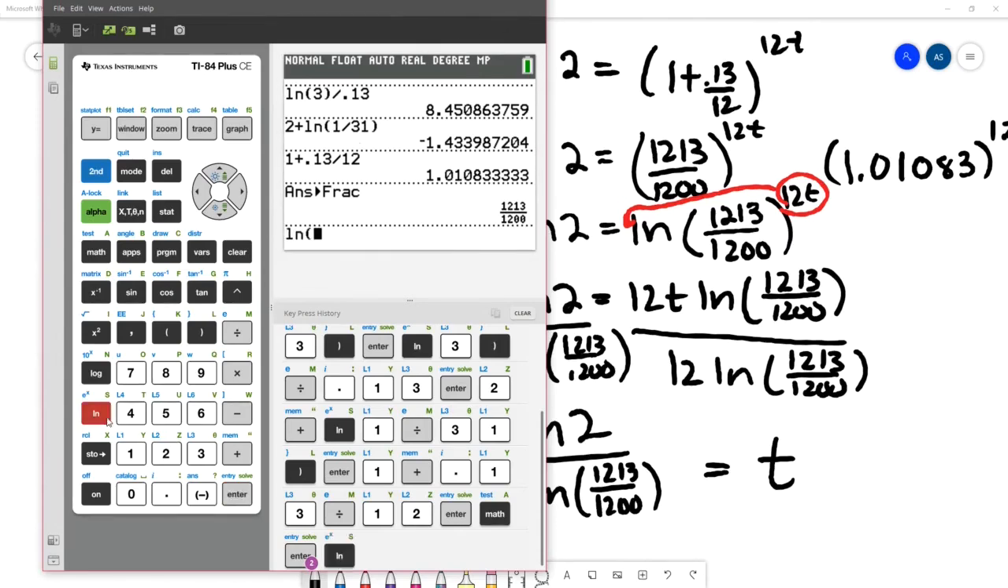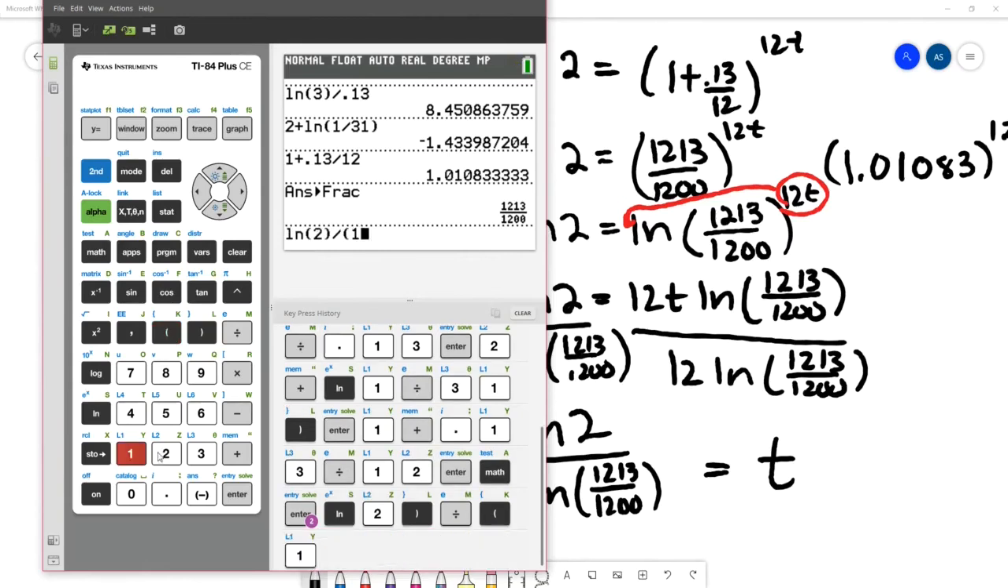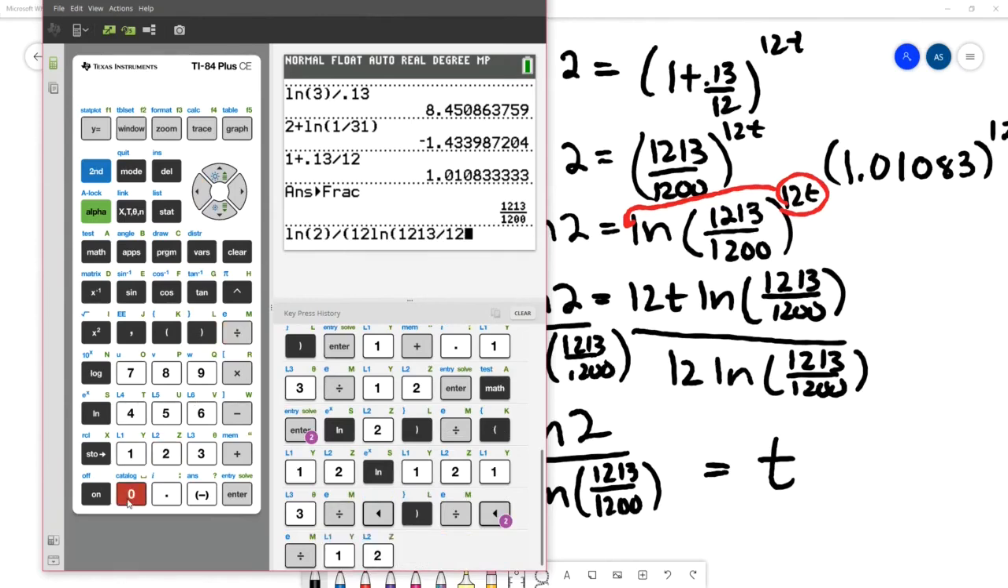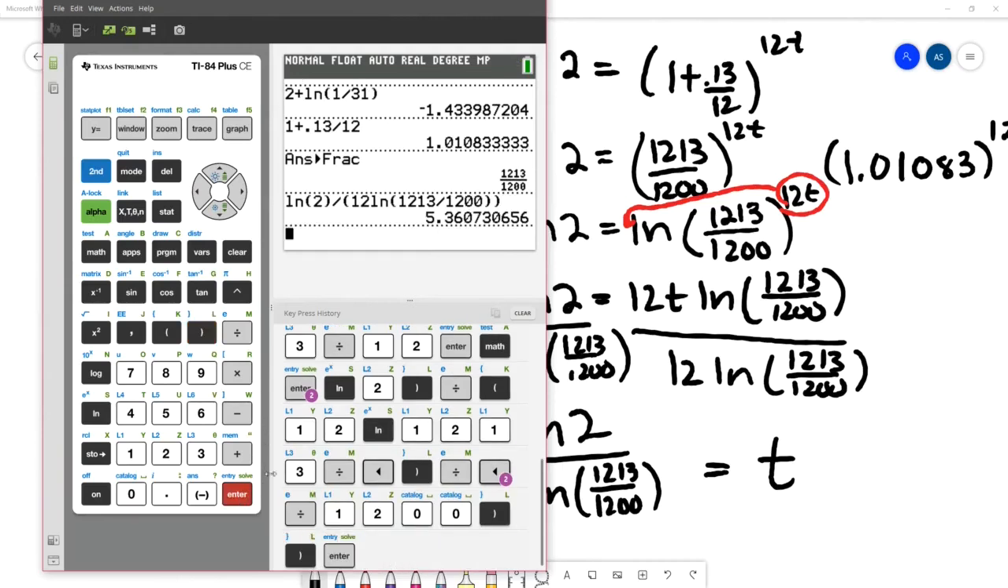We'll go ahead and type natural log of 2 over, I need parentheses around my whole denominator, 12 natural log of 1213 divided by 1200, close parentheses for the log, close parentheses for the denominator. We get 5.36. Now let me type this again using that decimal value.